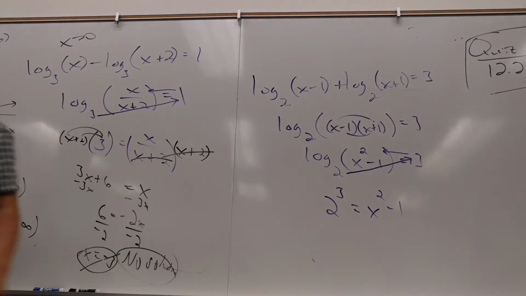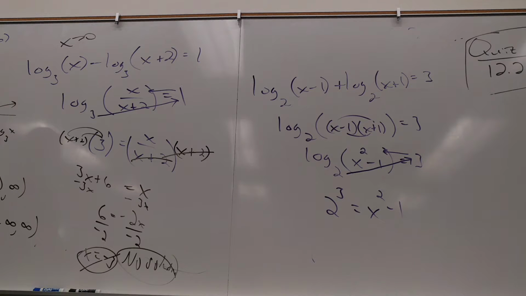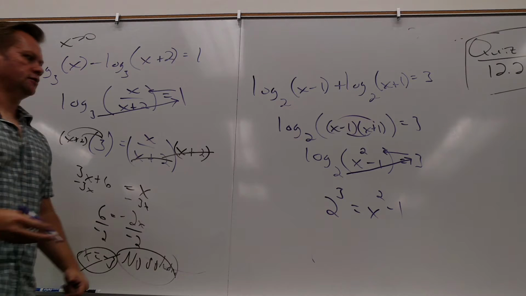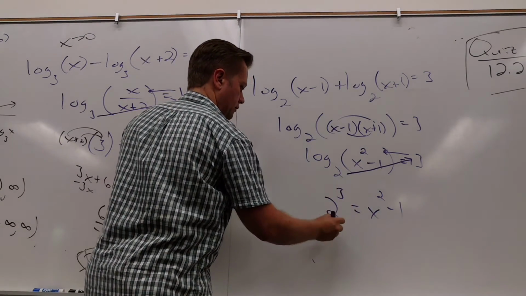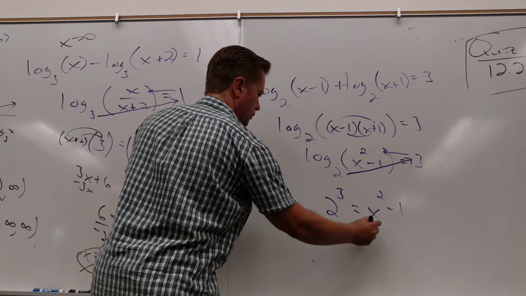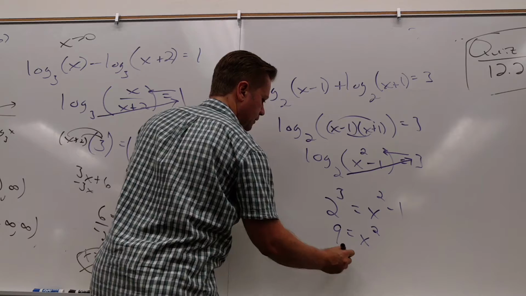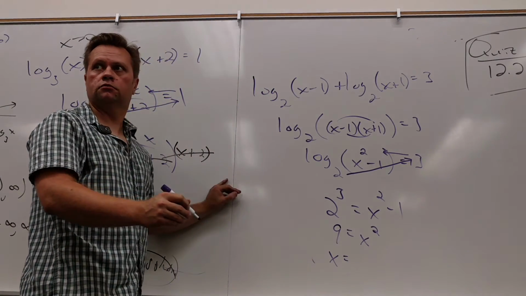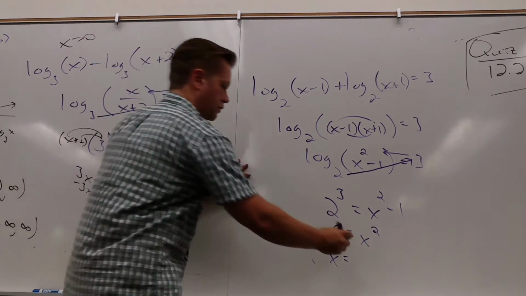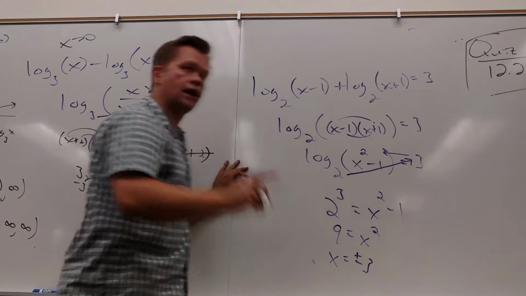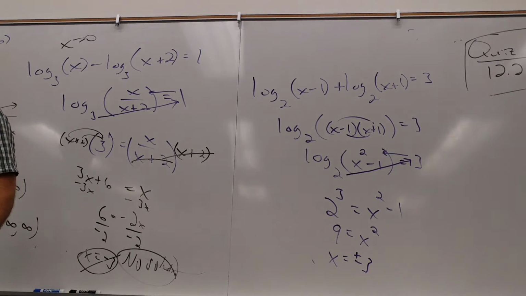Let me stop for a second. And what is 2 cubed? 8. And I can add 1, right? So I get 9 is x squared. X is? 3. No, positive, negative. Good. Plus or minus 3. So you got to show me both answers.